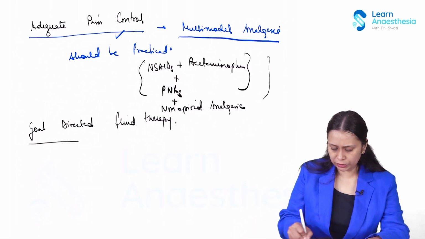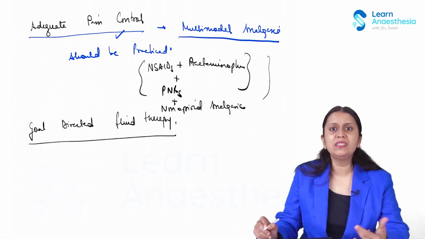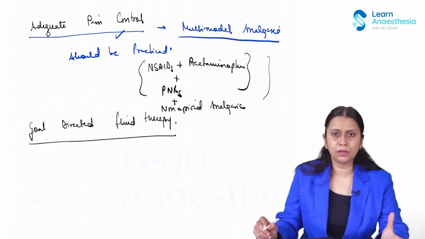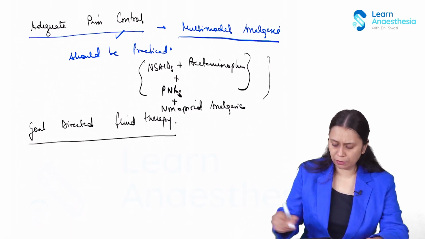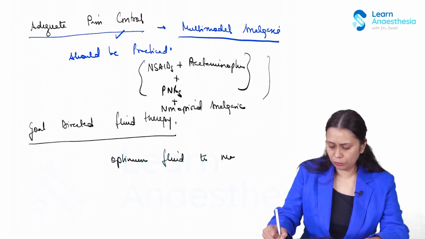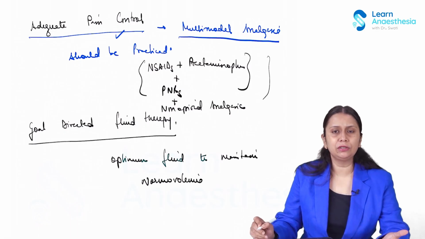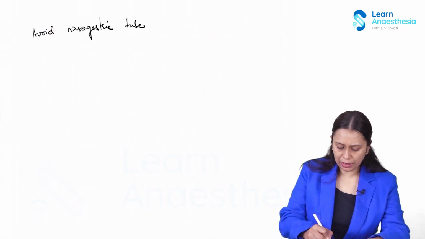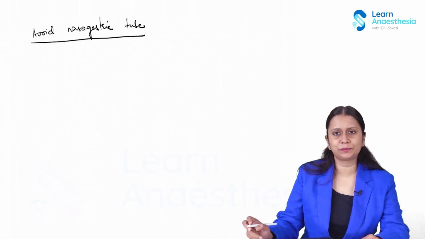Now, goal-directed fluid therapy. Overzealous intra-op fluid and post-op fluid can again cause a problem. So, goal-directed fluid therapy, optimum fluid to maintain normovolemia, right? And patients should be encouraged, oral feeding should be reestablished as soon as possible, according to the type of surgery. Okay. Avoid nasogastric tube.